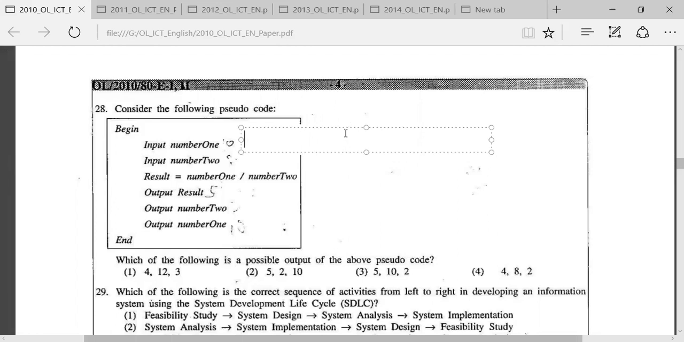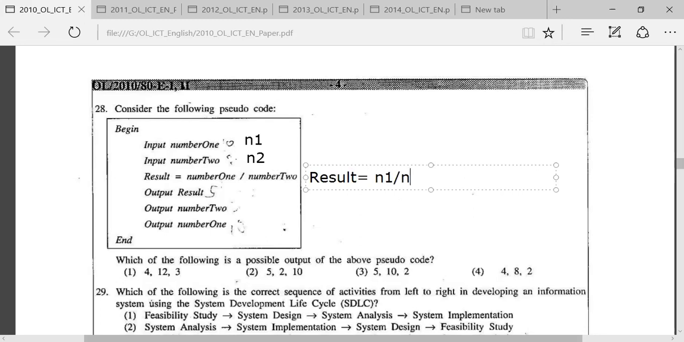So input number 1, you can say N1. It is very simple. Input number 2, you may write N2. Result equals number 1 divided by number 2. Right? So result equals N1 divided by N2. Output result. So output number 2, output number 1.